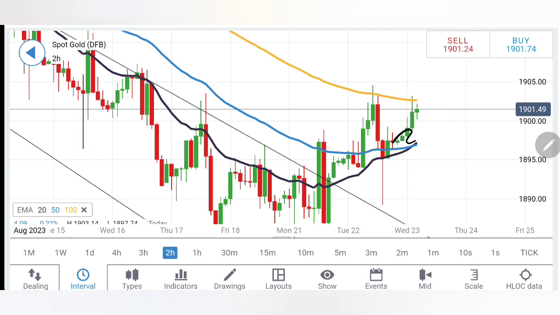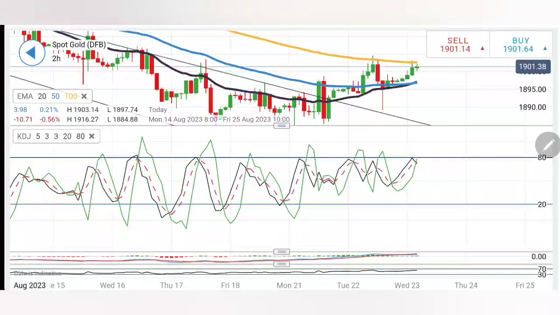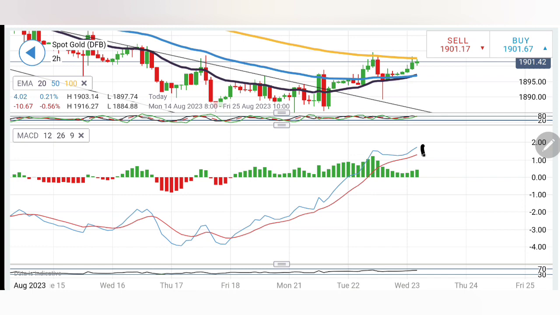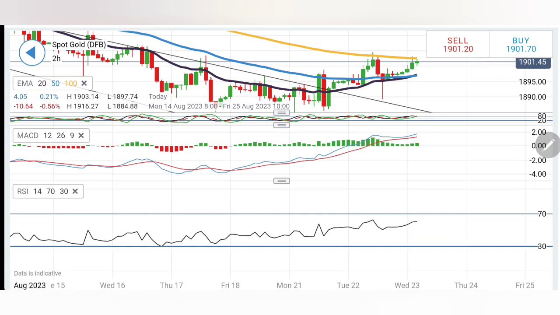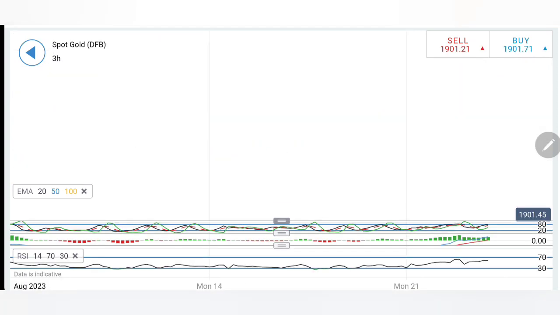Now see what has happened here. Formed a base, formed a megaphone pattern. Possibly it could try to retrace. Now, an important point to note here is the crossover between the 20 and 50 period moving average. This suggests that in the near term we may see strength in gold on the 2-hour charts. Stochastic is near overbought, MACD is trading with divergence and bullishness. RSI is looking upwards.